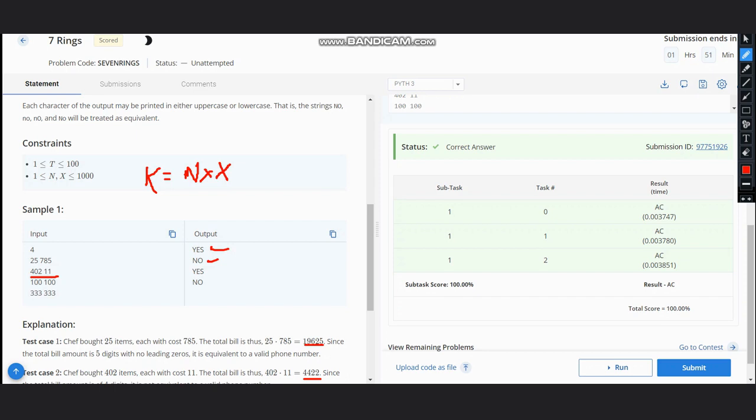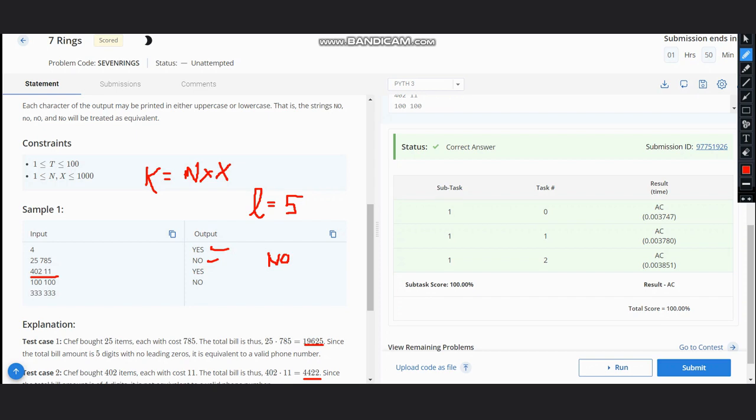If the length of the string is equal to 5, then we move to the next condition. Else, we would simply output no. Like in this case, we check 402 into 11. It is a 4 digit number, hence we output no. We do not check the other condition of leading zeros.